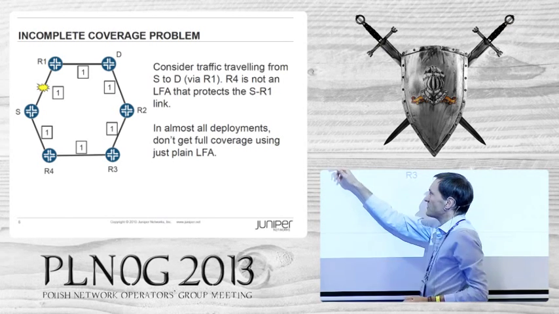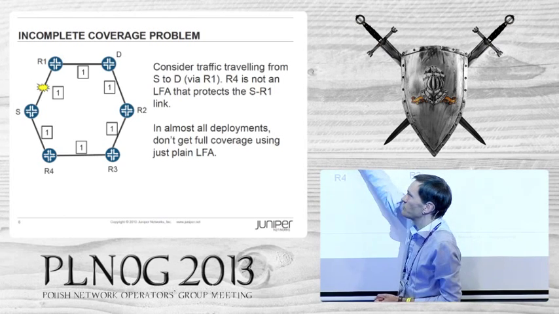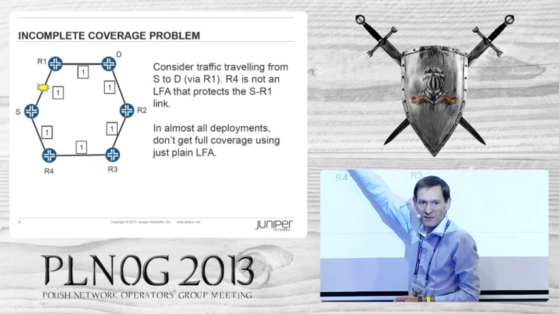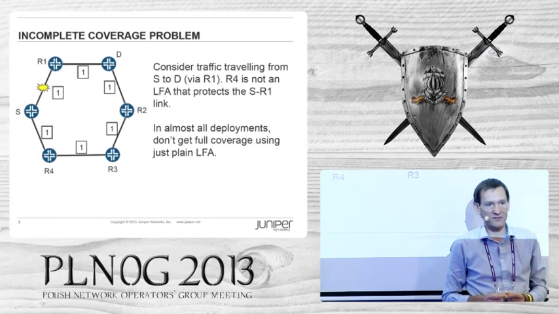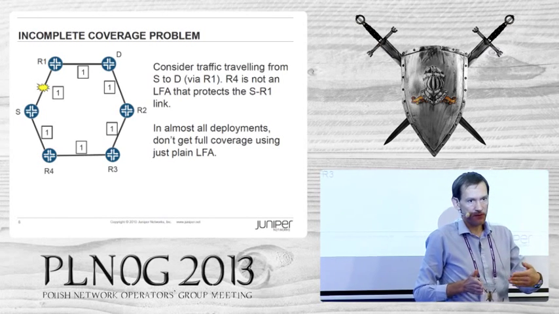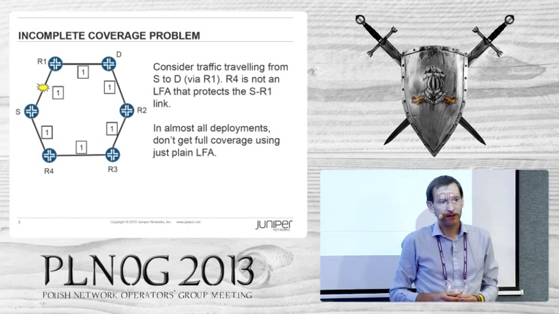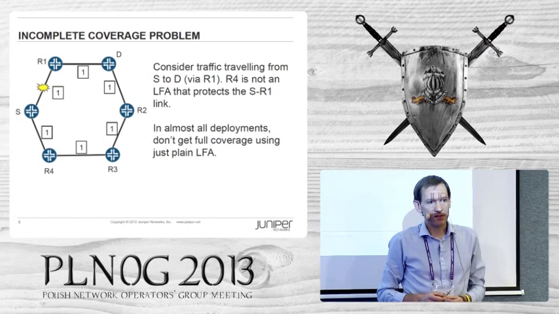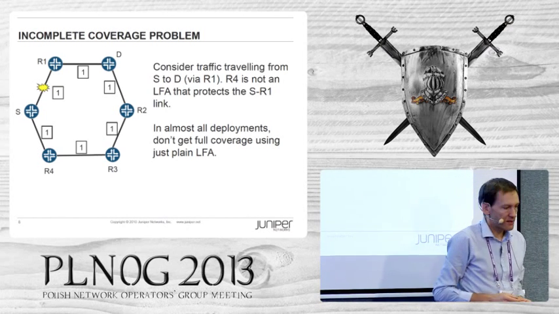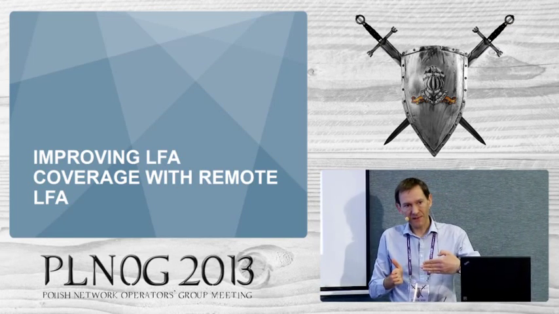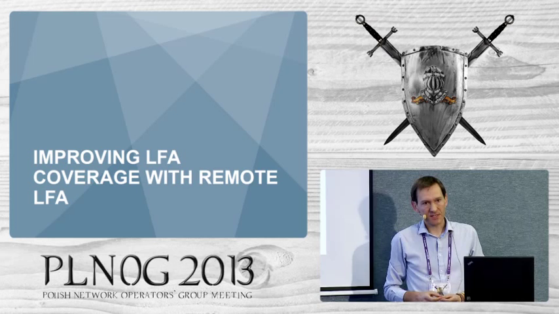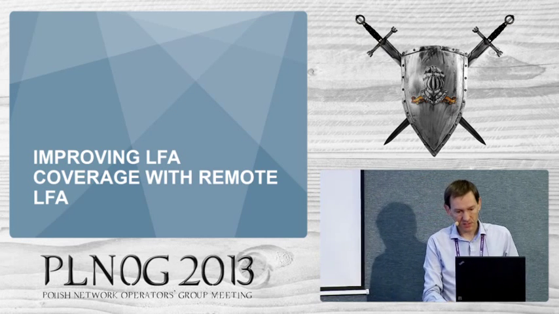And so this half of the traffic would end up looping backwards and forwards between here, which is not a desirable situation. We haven't succeeded in protecting the traffic. And this is a very common thing with the loop-free alternates. Given typical topologies and metrics, you don't always get the full coverage. And so the question is, what schemes are there available to actually improve the coverage?